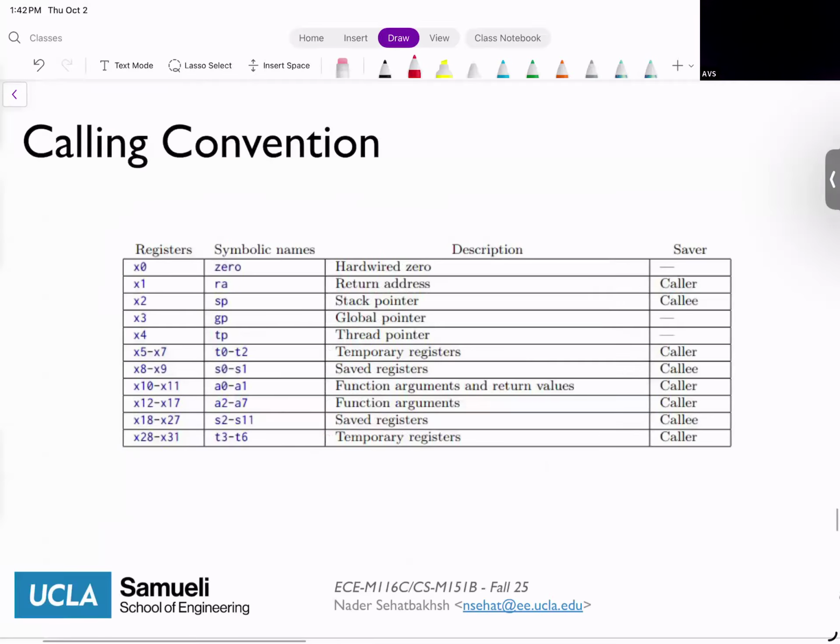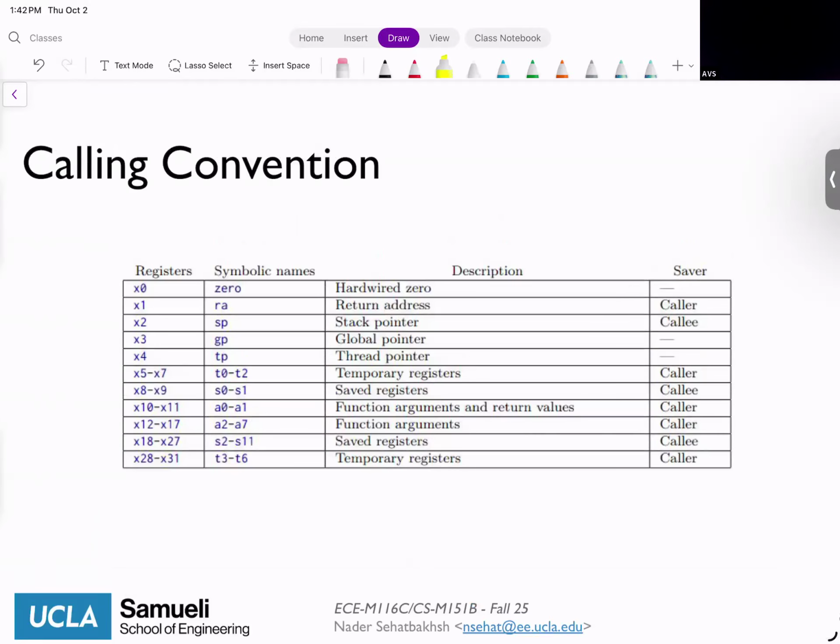This is the equivalent of the register file and registers that we use. The left column shows you the conventional registers that we have, x0 all the way to x31. We use these things called symbolic names. These are the names that you can use when you're writing your assembly code, and the compiler understands them. So as you can see, x5 to x7 are temporary registers.